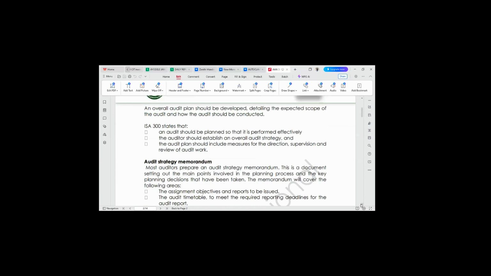So some of the information contained in it are: one, the audit objective and the report to be issued. Every audit has an objective, and the nature of the report to be issued is always there. Two, the audit timetable to meet the required reporting deadlines for the audit. In a given engagement, what are the things they want to do, how they want to go about it. They have a timetable. It's also contained in the audit planning memorandum.